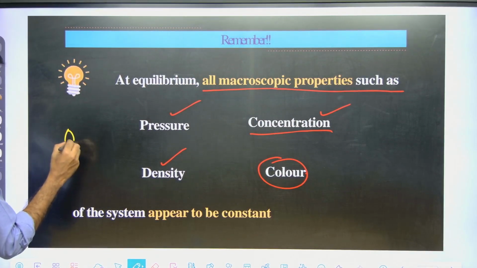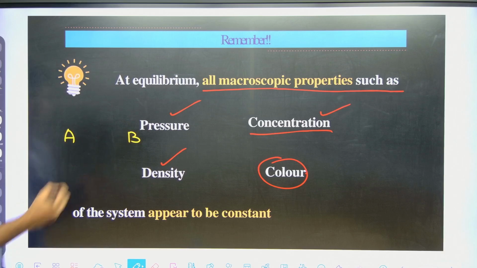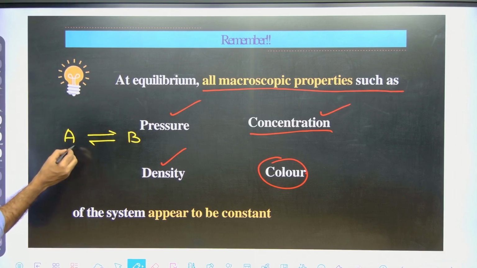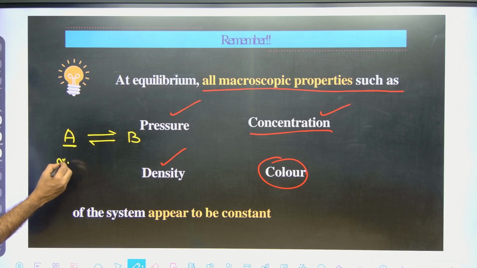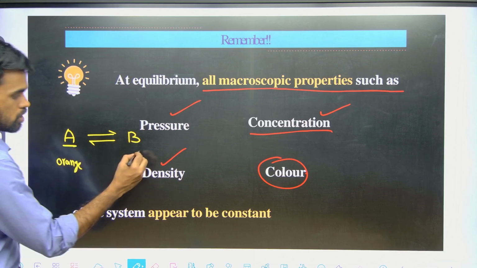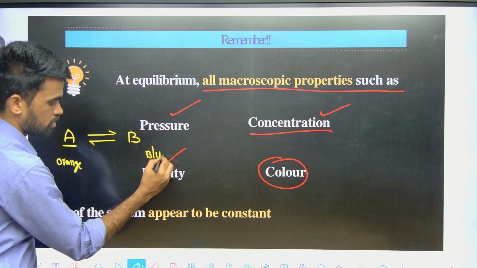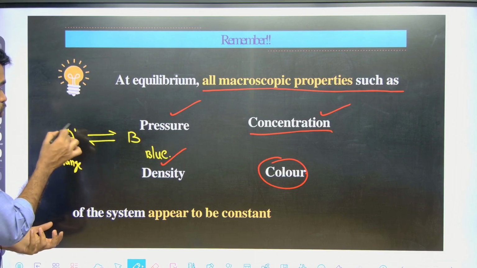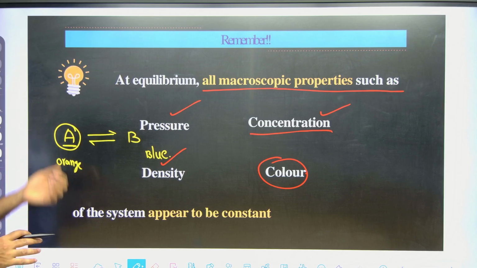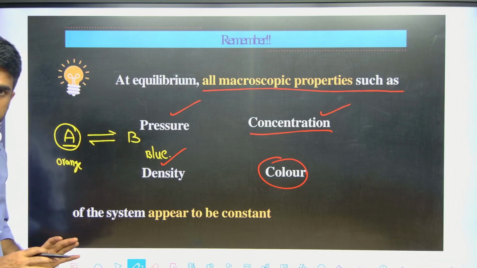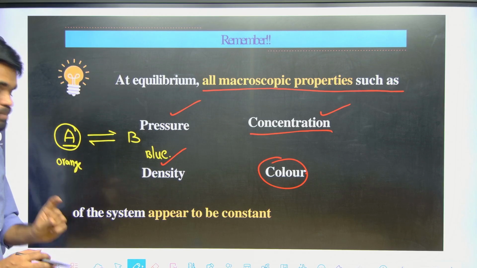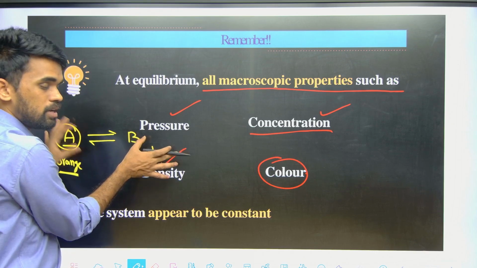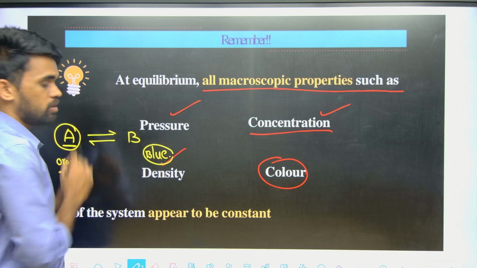Here I have A and B. It means A is converting into B. The color of A is orange, the color of B is blue. Let us take it. In this particular reaction, if I have only A compound, only A, there is no B, and I ask what is the color of that reaction, you will see orange. And if there is only B and not A, then it will be blue.